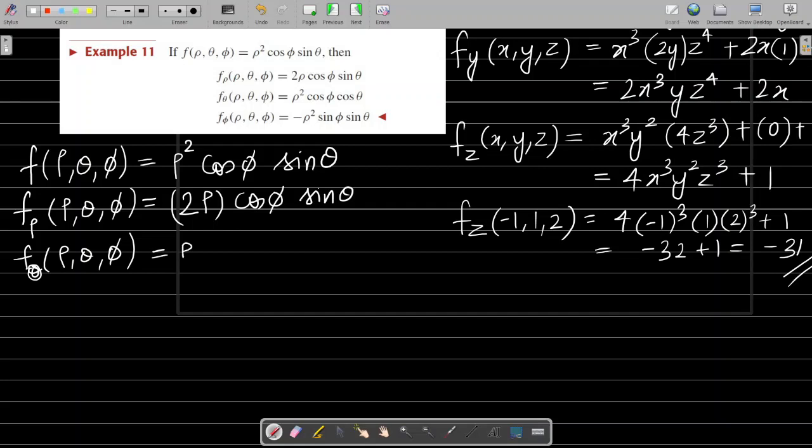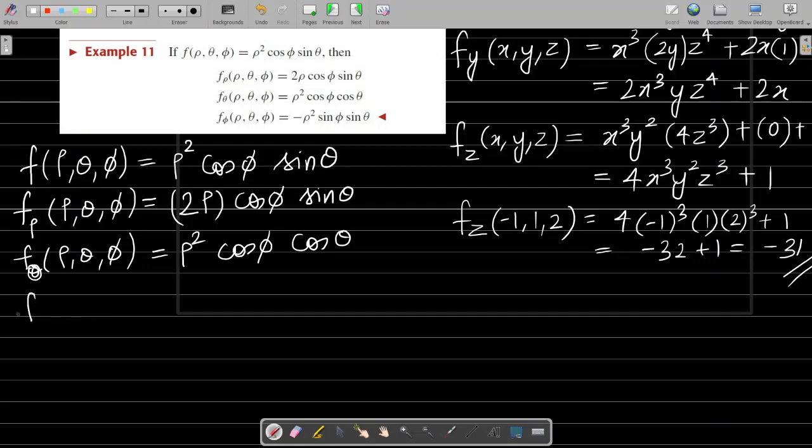So we have rho square into, now what is dou by dou theta of cos theta, sorry, here the term is sine theta. What is dou by dou theta of sine theta? It is cos theta. Rho square cos phi is a constant, rho and phi are constants when we are partially differentiating with respect to theta, and dou by dou theta of sine theta is cos theta.